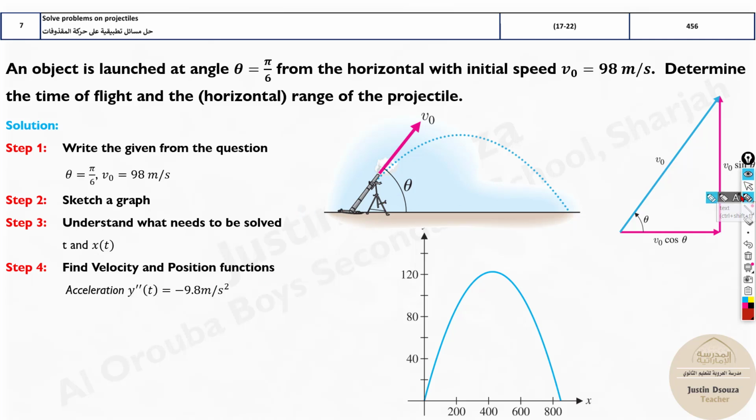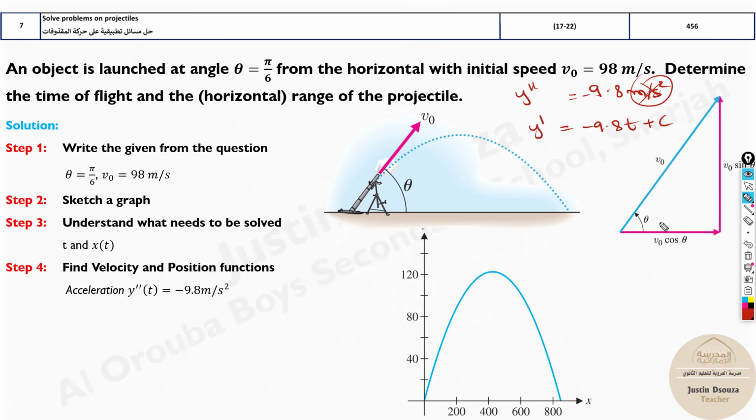Now what is the acceleration due to gravity? That is given as y double dash with respect to time. It's always negative 9.8 meters per second squared. This is always constant. Now, when you integrate this, you will get negative 9.8 t plus c. Now, what is this c?